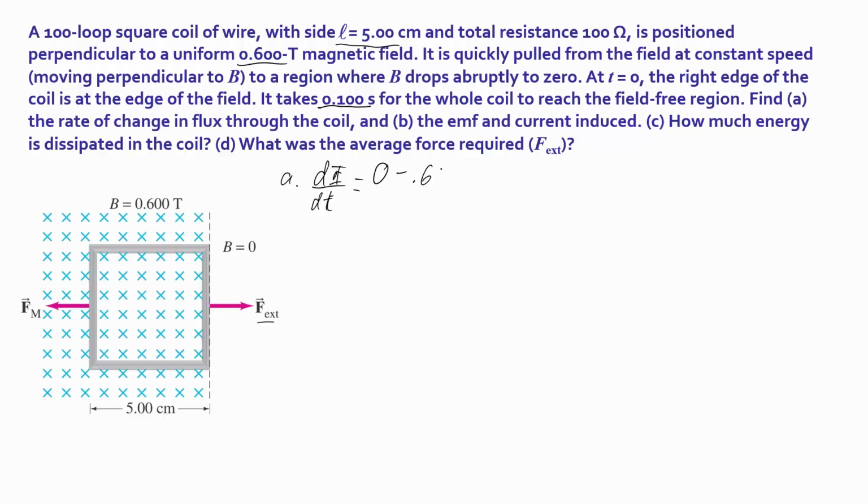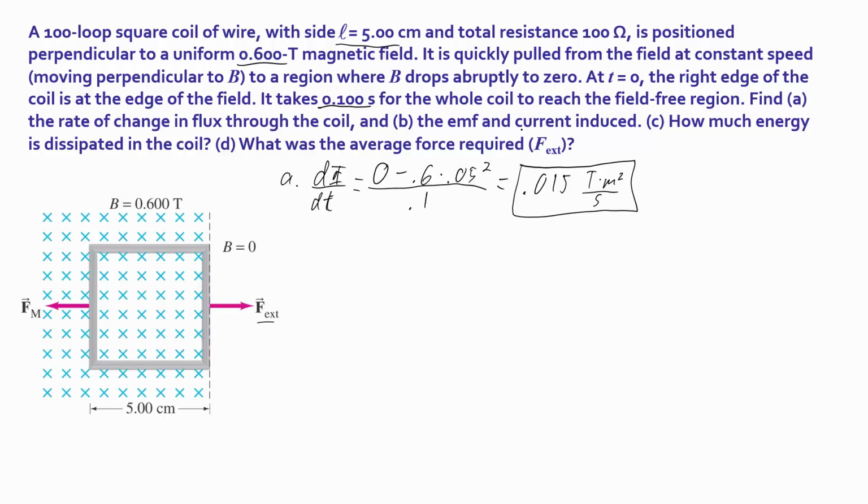And the area vector is pointing in the same direction as the magnetic field. So we just have B times A, so 0.6. Again, we've got the same size loop as before, but we need to convert that to meters. And then we divide this by the time, and this time we yanked that loop out in 0.1 seconds. So we end up with 0.015 Tesla meters squared, I'll stick with those this time, over seconds. So that is the average rate of change over that time period.